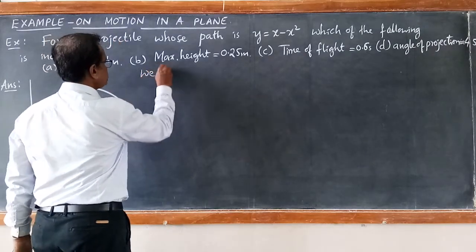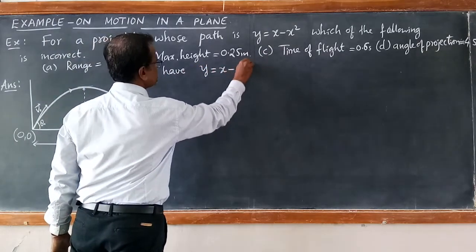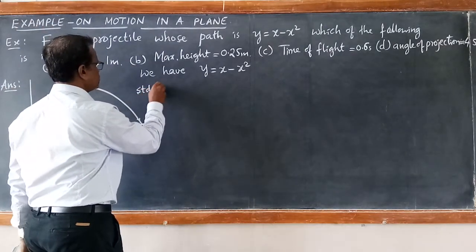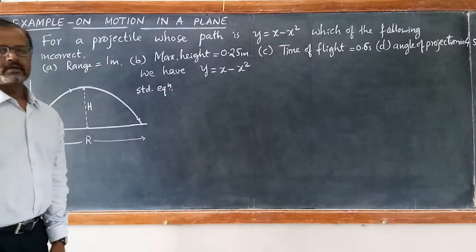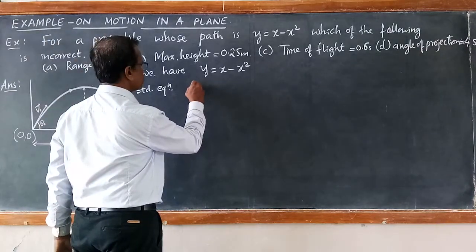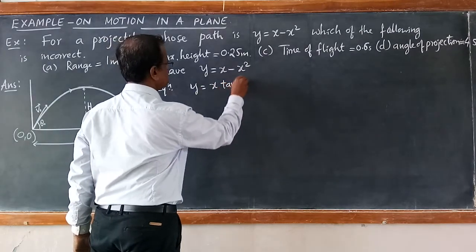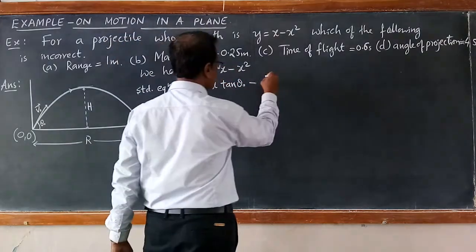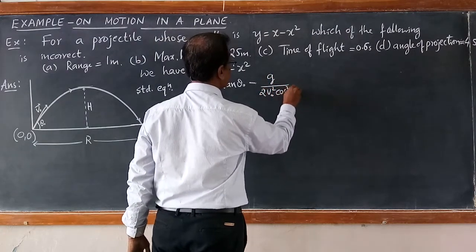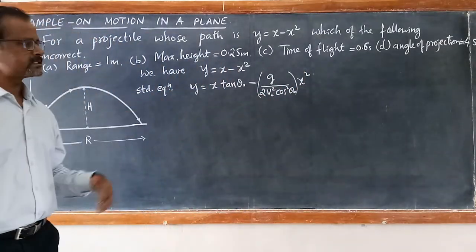We have the given equation y is equal to x minus x square, and the standard equation of motion of a parabola: y is equal to x into tan theta naught minus g upon 2 v naught square cos square theta naught into x square. This is what we have derived in the previous topic.